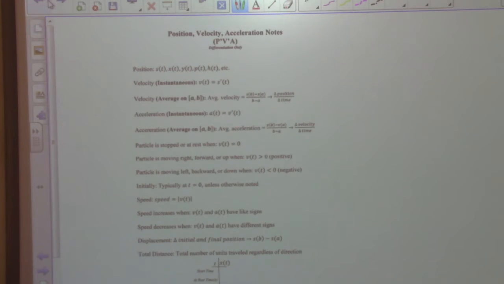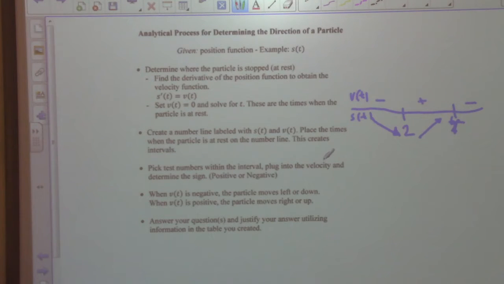Okay, here's the analytical process for determining direction of a particle. Of course, we already did this last Friday. You determine where the particle is stopped or at rest, and that is finding, like Kylie mentioned, the critical number, right? Setting V of T equal to 0 and solving for T. And here's an example of what the sketch looks like. Create a number line with S of t and V of t. Place the times when the particle is at rest on the number line, in this case 2.